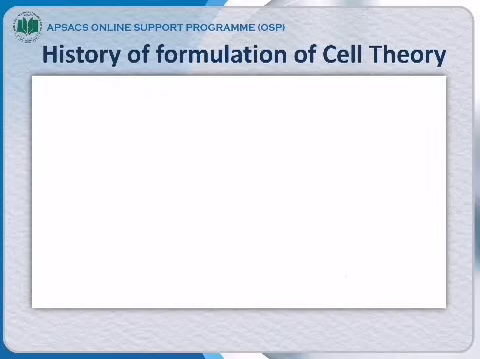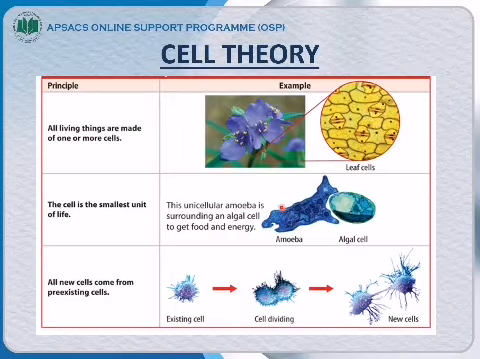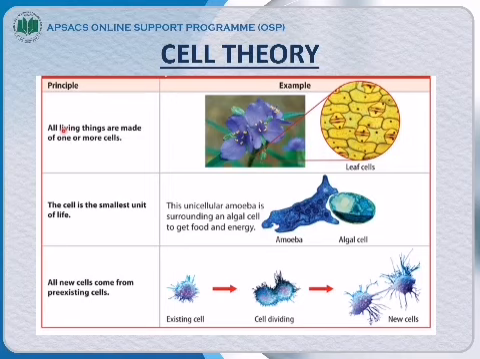So this is the main point of the cell theory, that all organisms are made up of one or more cells. Either they are unicellular or multicellular. The second point is the cell is the smallest unit of life. The unicellular amoeba is surrounding an algal cell to get food and energy, as you can see in our picture. The third and last main point is all new cells come from pre-existing cells.